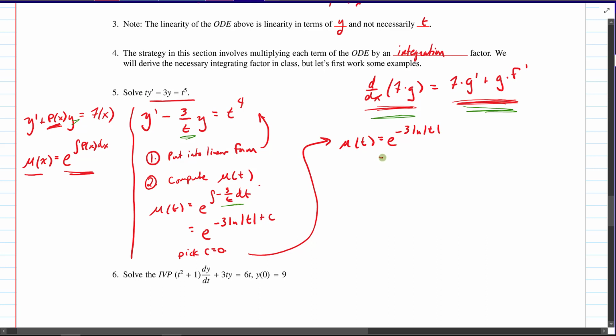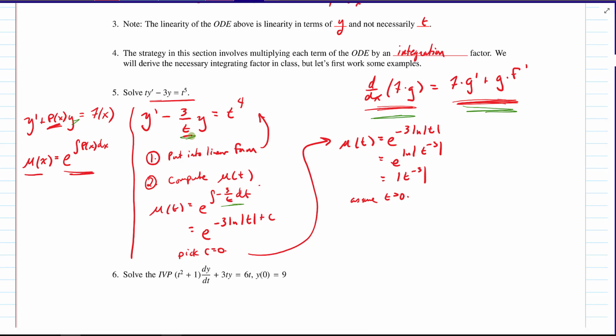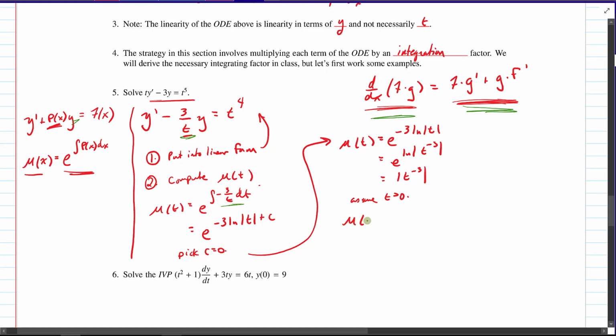Next, what am I going to do? Well, I'm going to see if I can simplify this, which I can. I can rewrite this as e to the natural log of the absolute value of t to the minus 3. And then that simplifies to just the absolute value of t to the minus 3. And then here we need to make some sort of assumption. Let's assume t is greater than 0. And that's related to the fact that we divided by t over here. We broke up the interval for which this solution would exist into two pieces. So assuming t is greater than 0, we get that mu of t is equal to t to the negative 3.